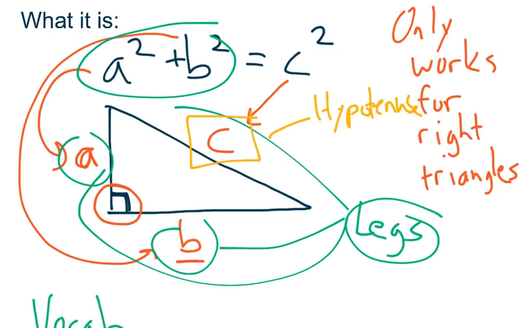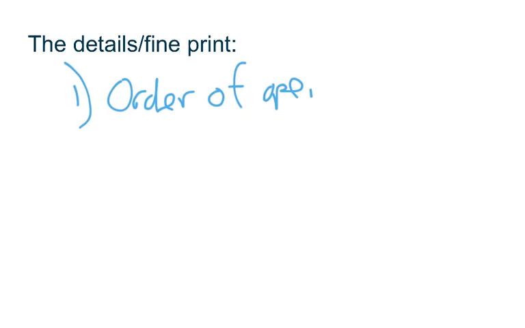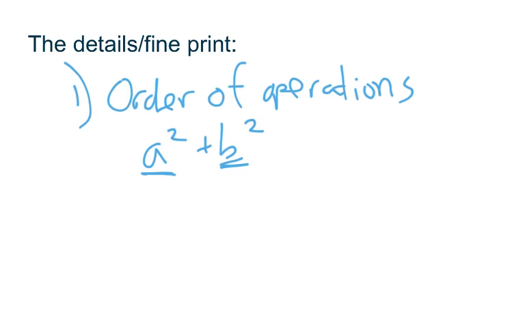Now, before we get into actually crunching some numbers, some fine print and details that we need to keep in mind. The first thing is we have to watch out for order of operations. Something we're going to be dealing with a lot is squared. So a squared plus b squared is the same thing as saying a times a plus b times b. Order of operations, you have to do your multiplication before you can do your addition. So be mindful of that.